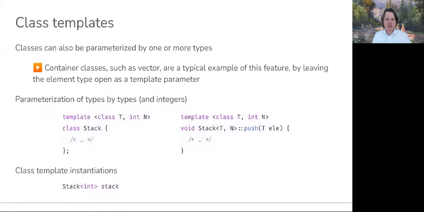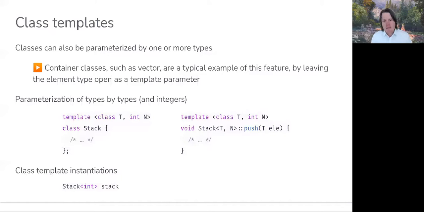So class templates. Classes can also be parameterized like function templates by one or more types. What we're going to see here is that container classes such as vector and others are a typical example of this feature. Essentially, we can leave the element type that the container is going to store open as a template parameter. We'll see here that we can parameterize our types by types and also integer values.